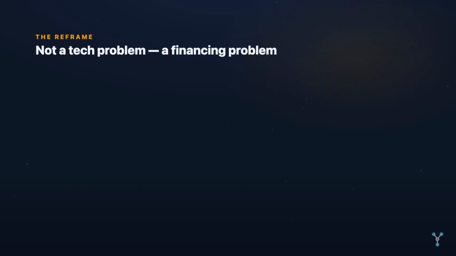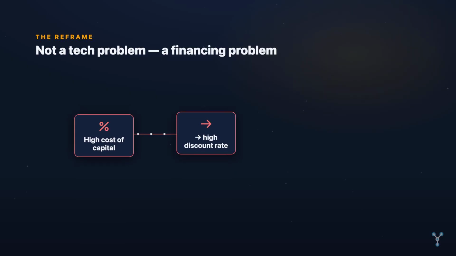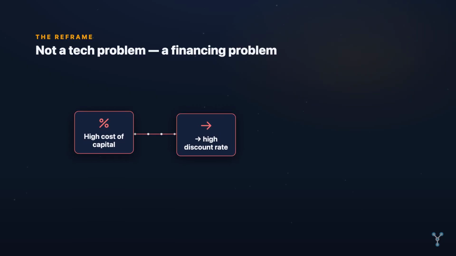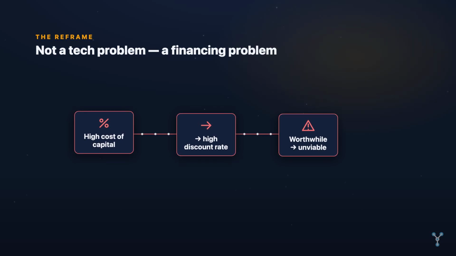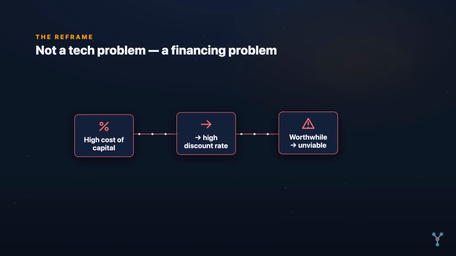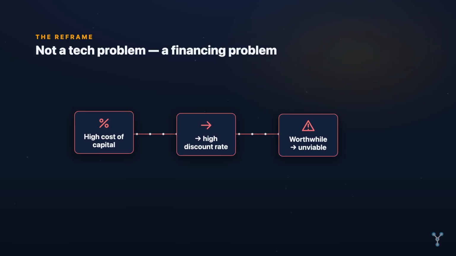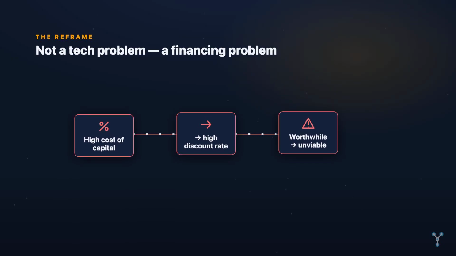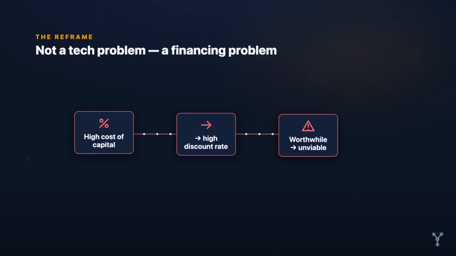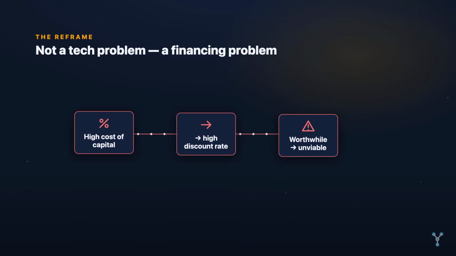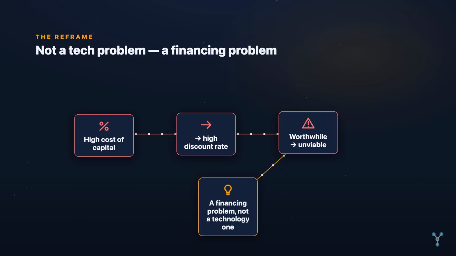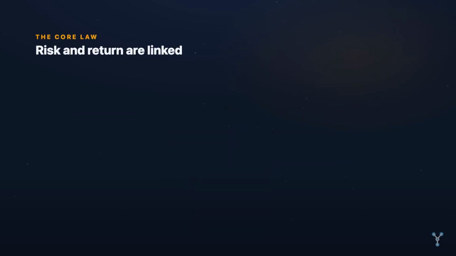And because, as we've seen, a higher cost of capital means a higher discount rate, which crushes long-term value, the developing country project can flip from clearly worthwhile to clearly unviable, purely on the price of money. The single biggest reason clean energy is more expensive in your part of the world is not the technology. It's the cost of capital. Hold that sentence, because it reframes a great deal of what looks like a technical problem into what it really is, a financing problem.